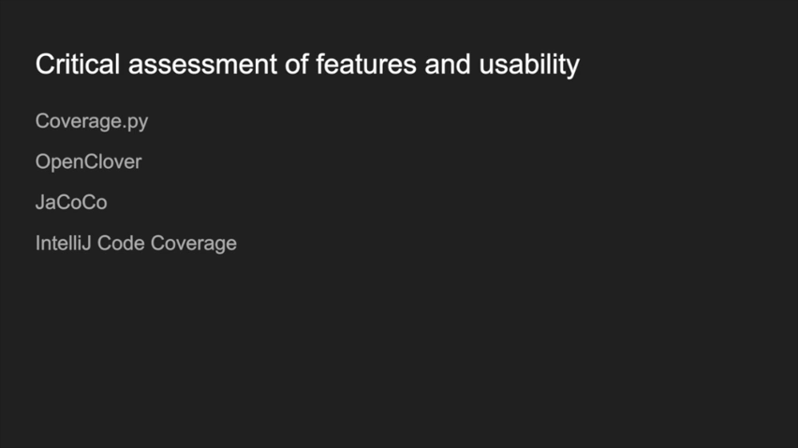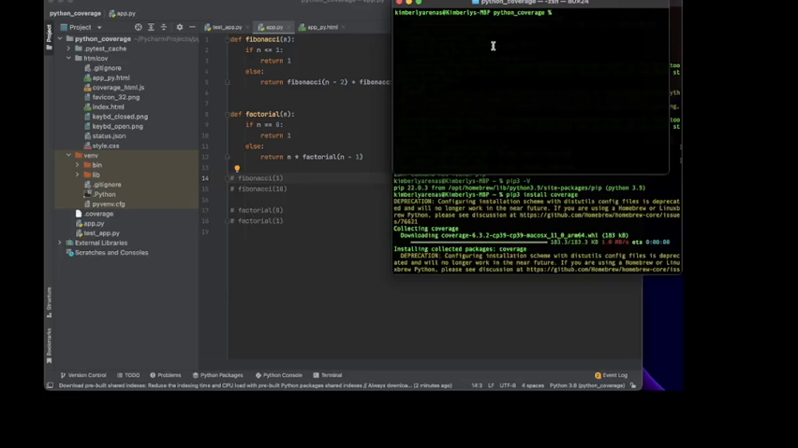And then finally, we have IntelliJ. IntelliJ, I would say it's very usable. It's also very straightforward, the same as OpenClover and coverage.py. So in terms of usability, I would say it's on the same standing as OpenClover, since it's very easy to implement, easy to use, easy to interpret. So it's really good usability.